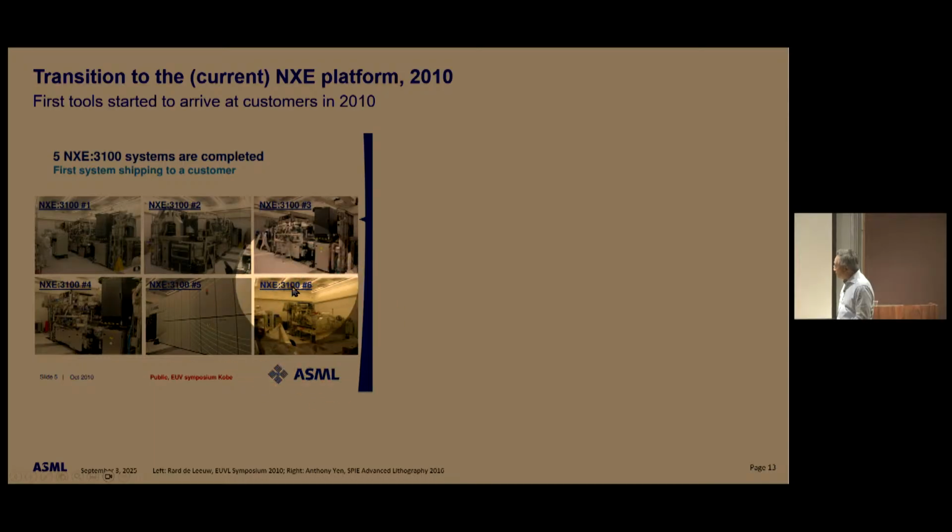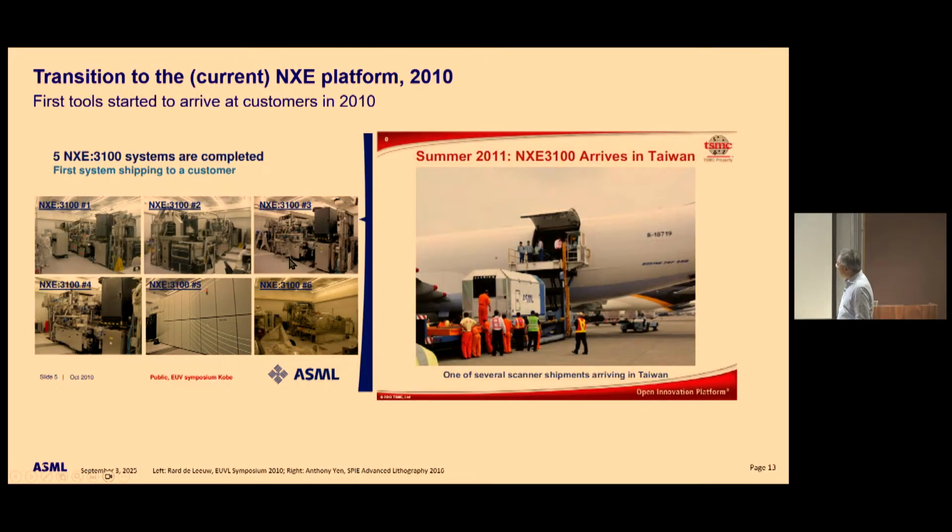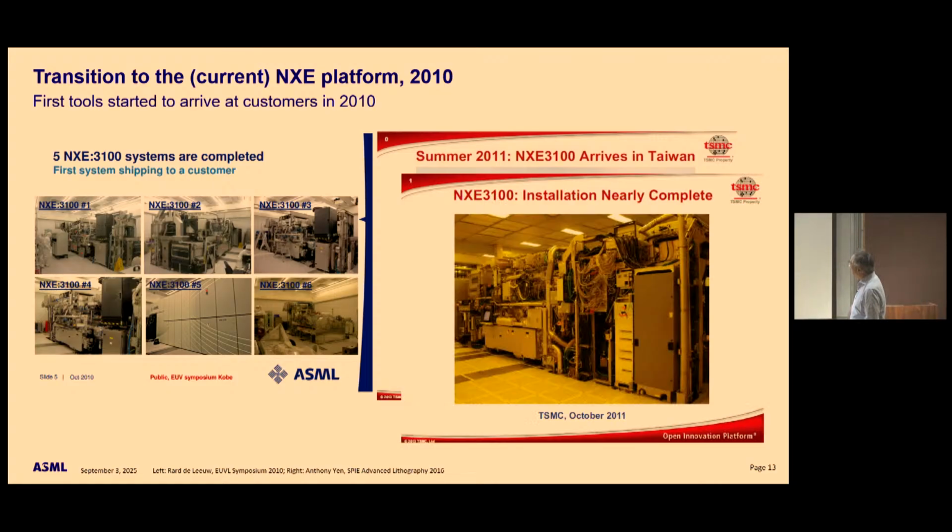And my former company, TSMC, got the number 6 tool. Okay, the number 6 tool came to Taiwan. This picture was taken by me on the tarmac of the Taoyuan International Airport, summer of 2011. And then 4 months later, this was almost installed in our Fab 12 inside TSMC, Hsinchu R&D Fab.